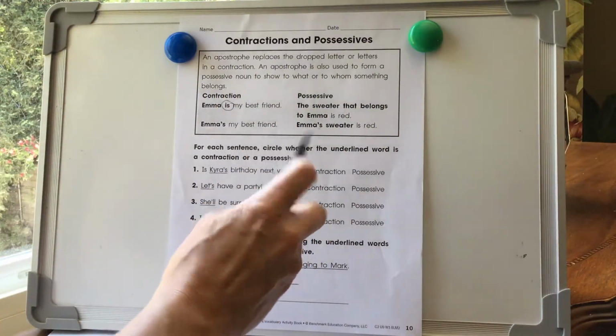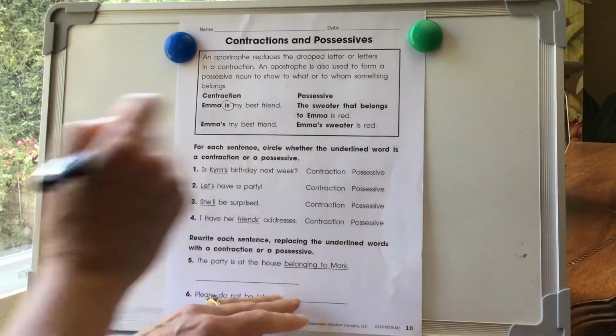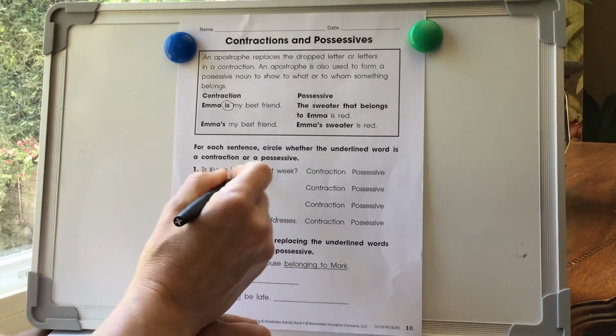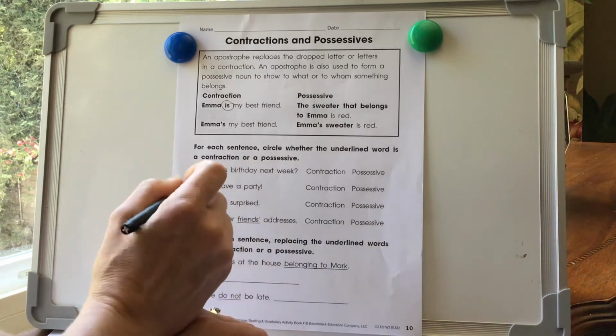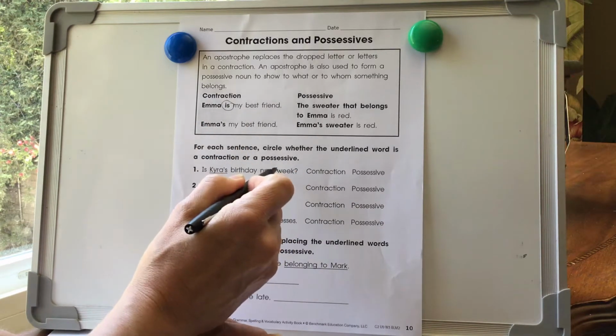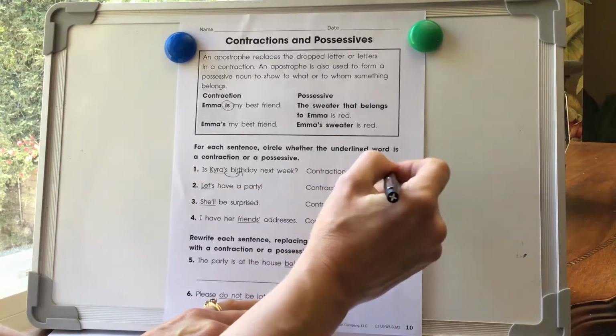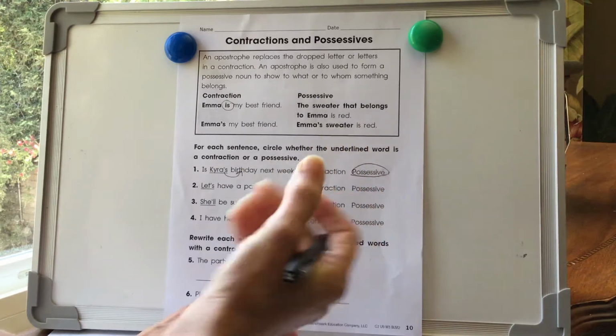All right, for each sentence, circle whether the underlined word is a contraction or a possessive. Is Kira's birthday next week? So now what we can do is we can say, is Kira's birthday next week? Nope. But whose birthday is it? Kira's birthday. She owns that. That's what she possesses or owns.